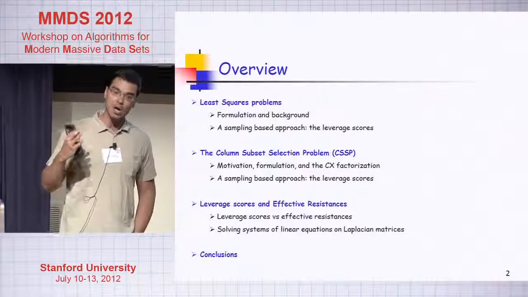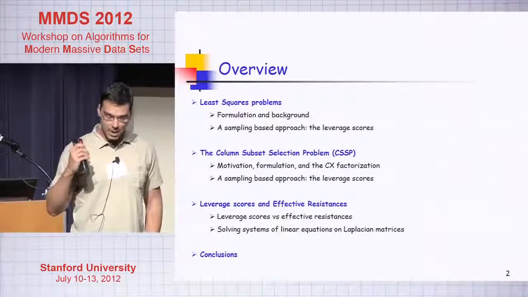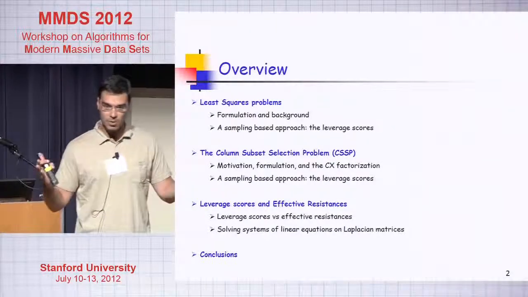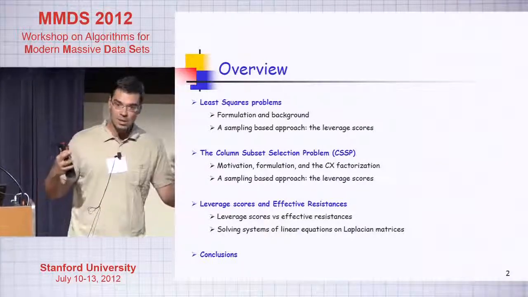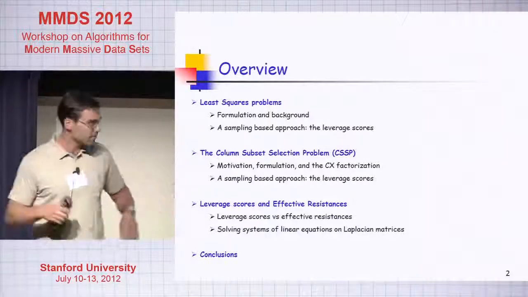Then I'm going to discuss how leverage scores can be used in the context of the column subset selection problem, where you want to really do feature selection. You want to pick a subset of columns from a matrix, or rows, it doesn't matter, just work with the transpose of the matrix, that contain good information about the matrix, again in the sense that I will make precise.